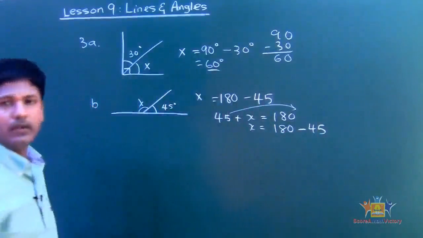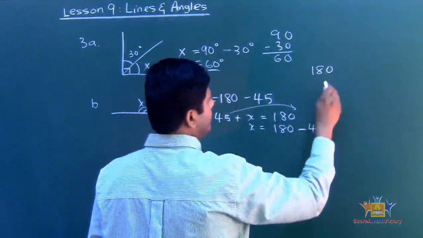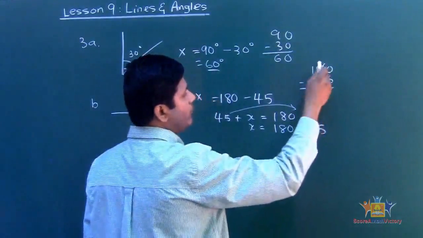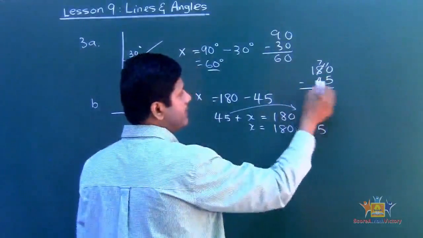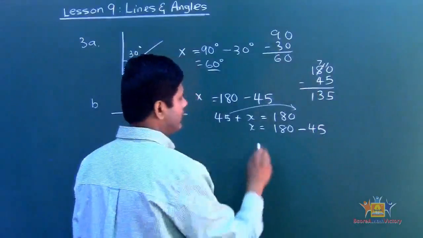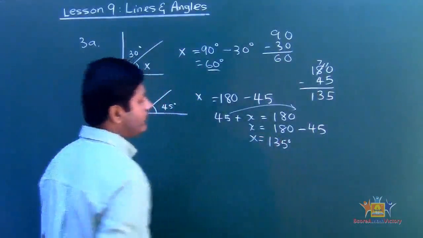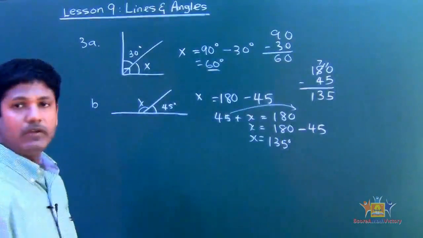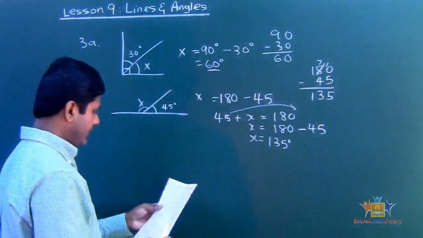Same thing. Alright? So now I'm going to line it up. So I'm going to take 180, line it up with 45, minus. 0 minus 5, I cannot borrow from 8. 8 becomes 7, 0 becomes 10. 10 minus 5 is 5, 7 minus 4 is 3, and bring 1 down. So x equals 135 degrees. Alright, very important. Make sure you put degrees because that's the measurement unit for angle. So x equals 135 degrees.